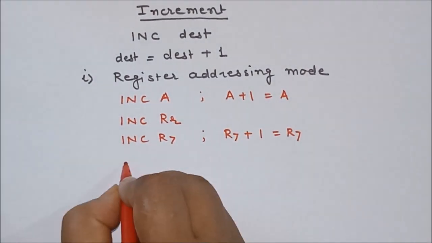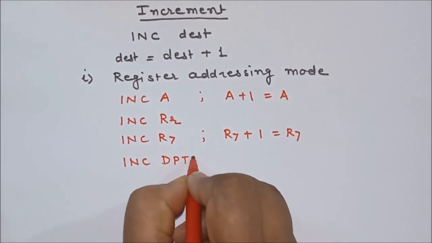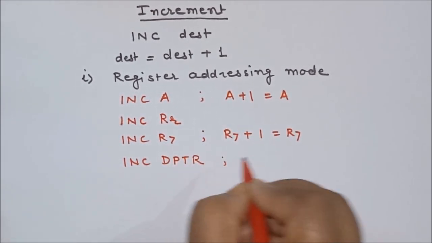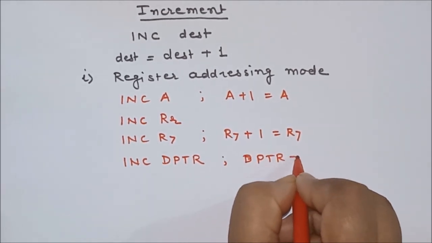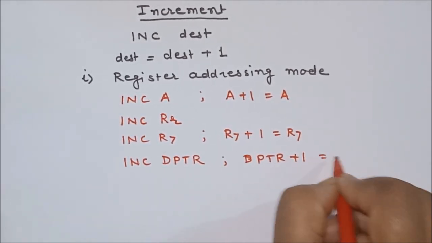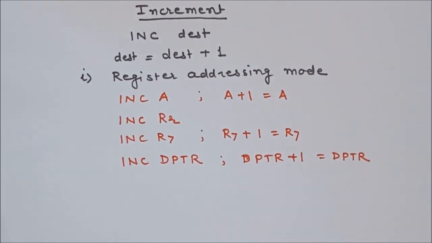We can increment the contents of the DPTR register. The DPTR register is a 16-bit register. So the DPTR register contents will be incremented by 1 and the result will be stored back in the DPTR register.